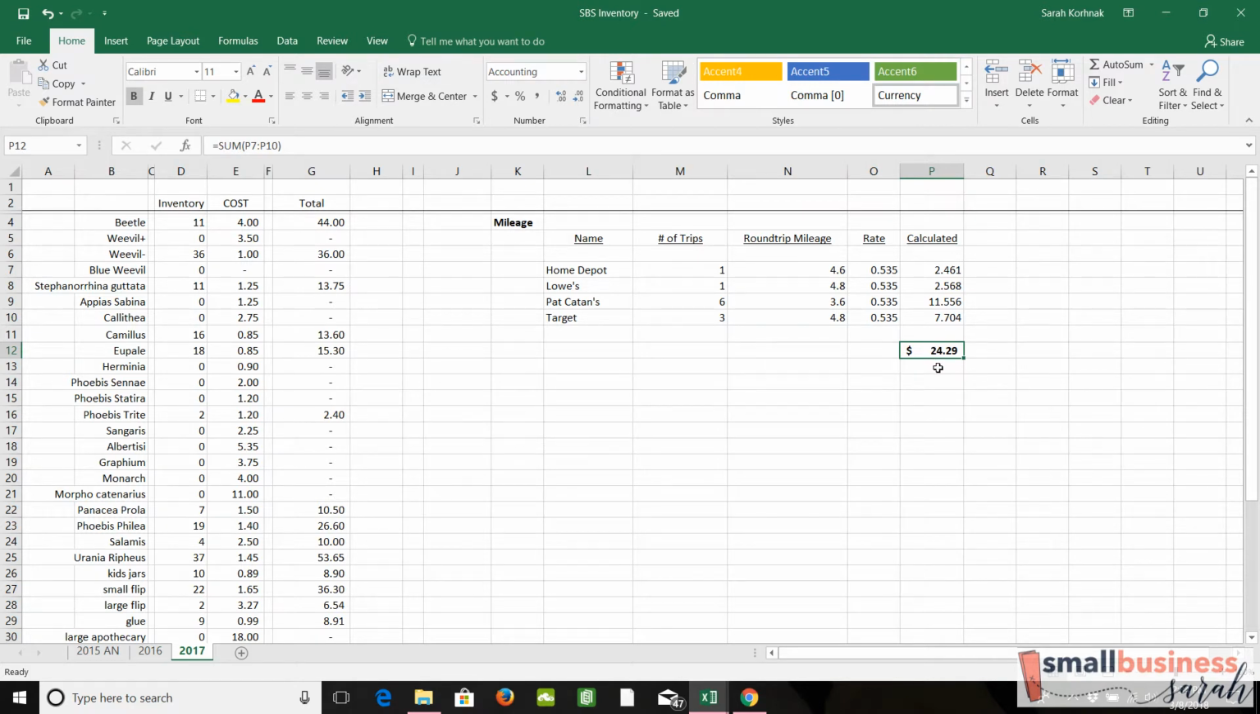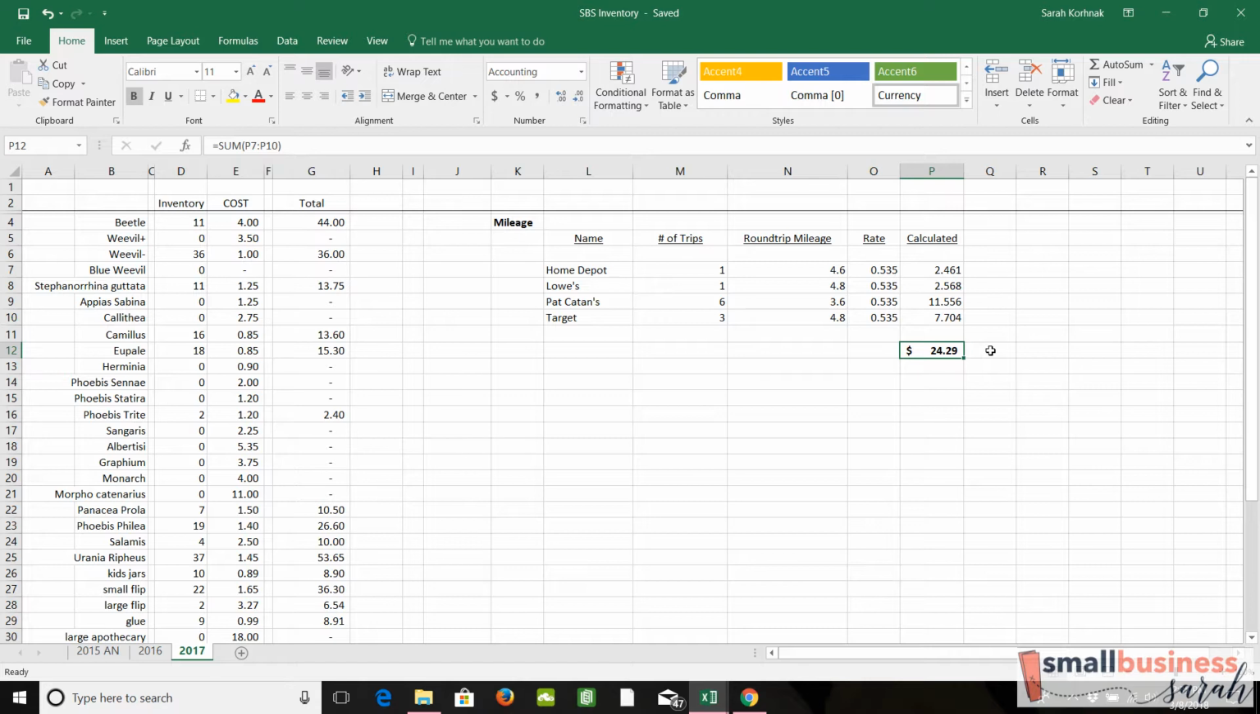And so now I can take a $24.29 mileage tax deduction when I do my taxes, which was so easy for me to do. It wasn't a lot of money in my case, only $24, but I'll take it. I mean, that's $24 less that I'm having to pay taxes on.